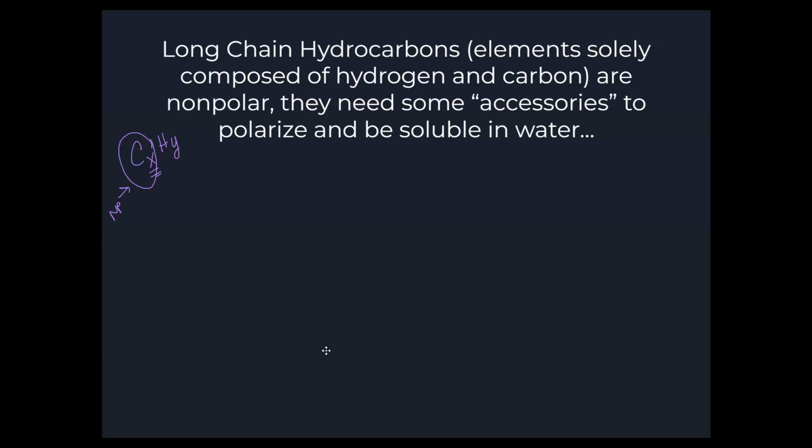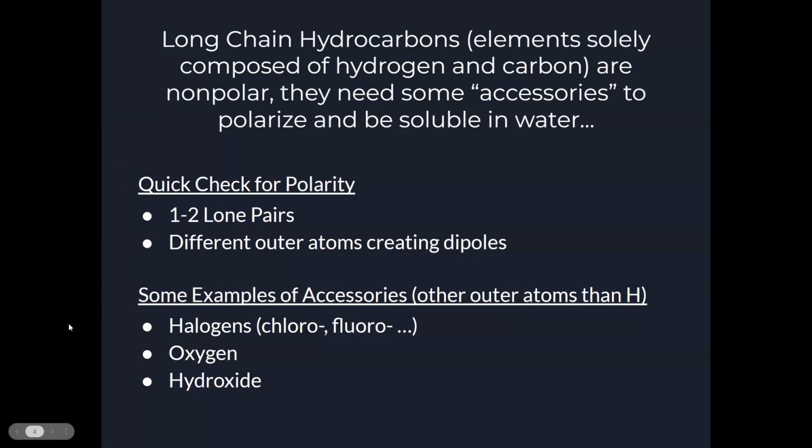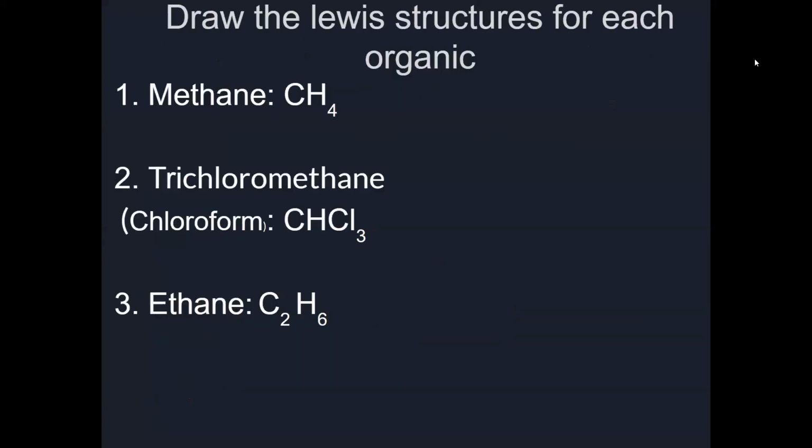And that's the quick check reminder for polarity. And there are some reminders again. Notice for the halogens, when we're doing naming, you would use chloro and fluoro instead of chloride and fluoride, because in organics, we're concentrating on the carbons. And then we have accessories of the halogens or oxygens or hydroxides, any sorts of variations like that. There are more that are just not listed there.